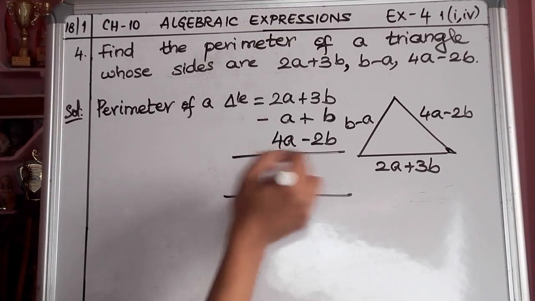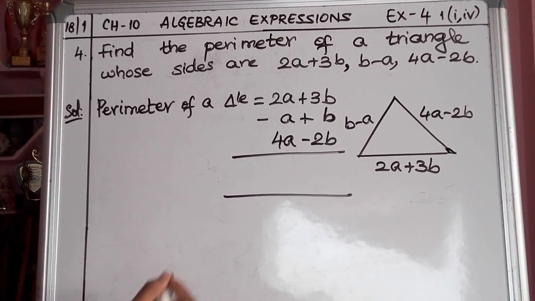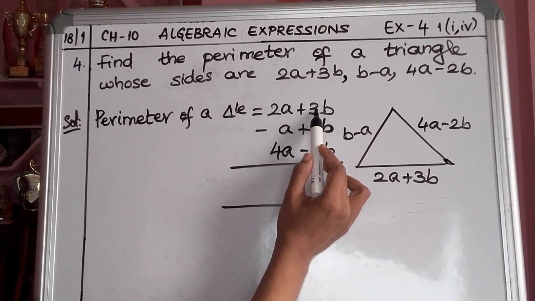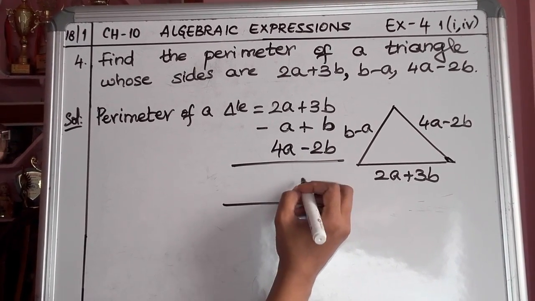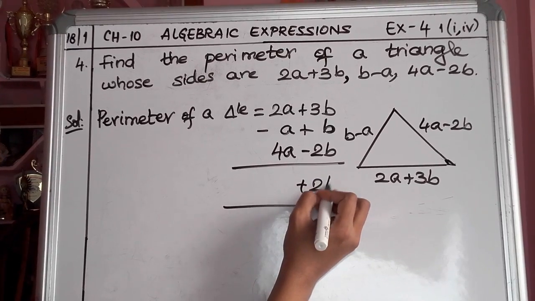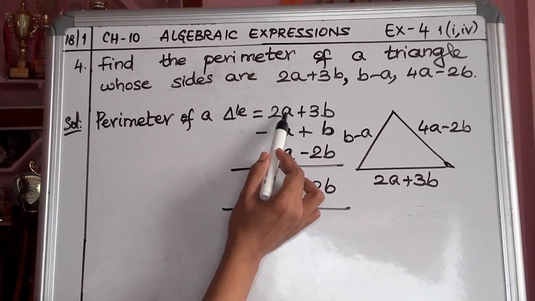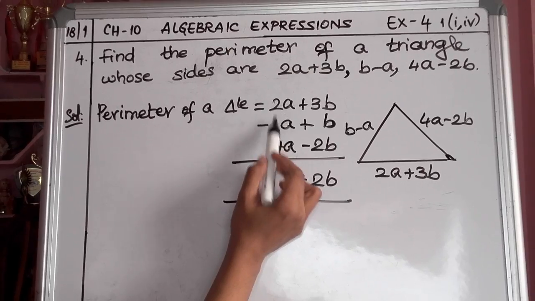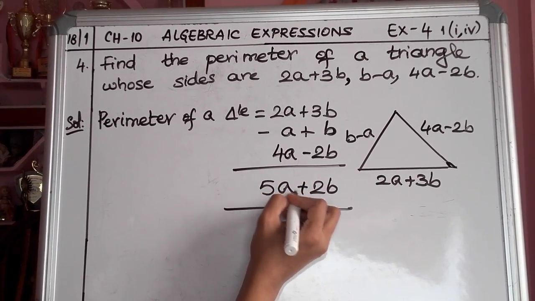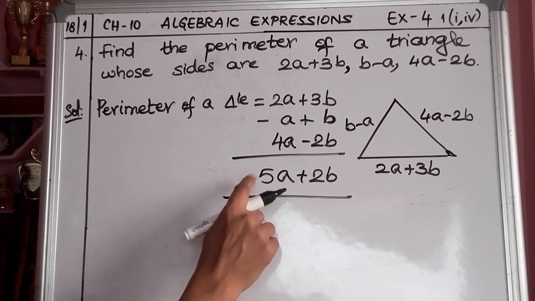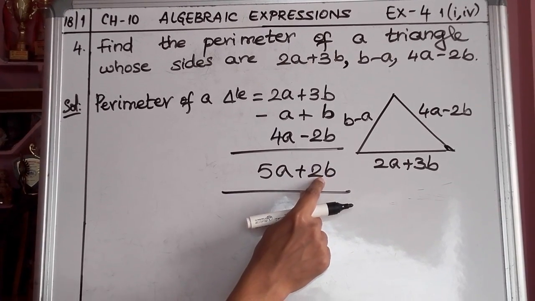So we are using which method? Column method is being used. So 3b plus b is 4b, 4b minus 2b is plus 2b. 2a minus a is a, plus 4a is 5a. So the answer is 5a plus 2b. Understood this?